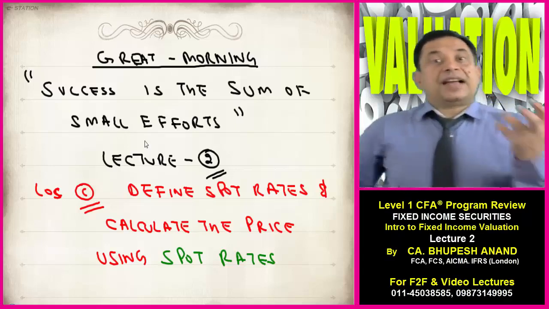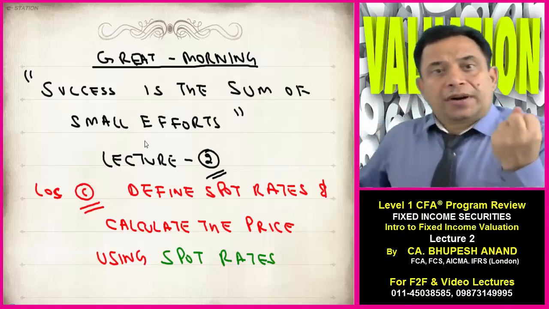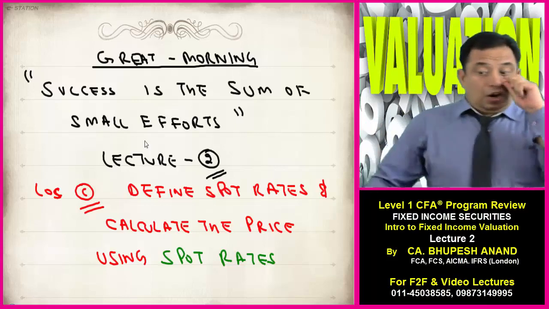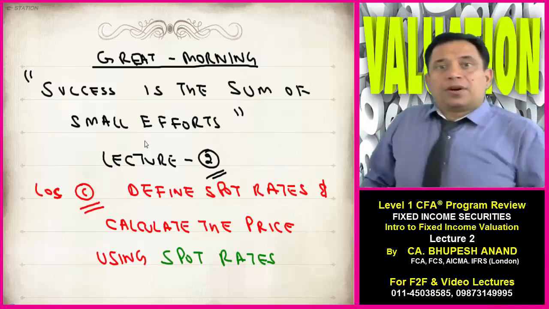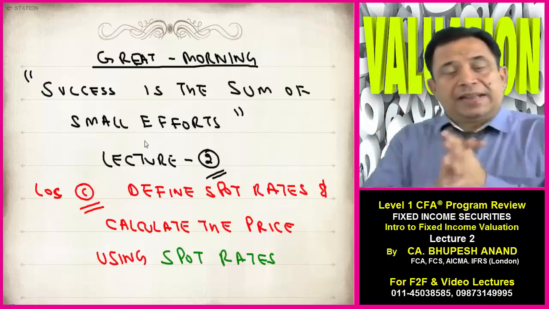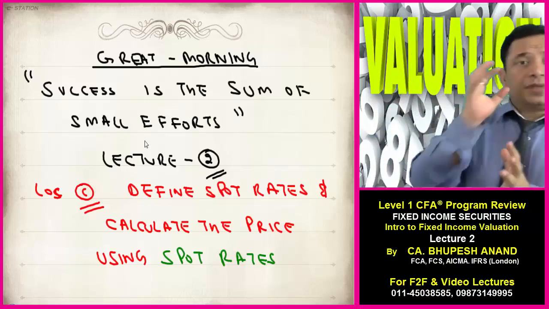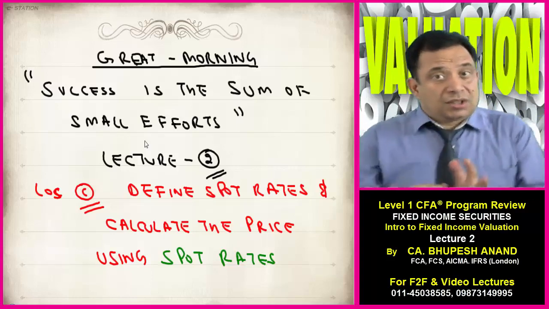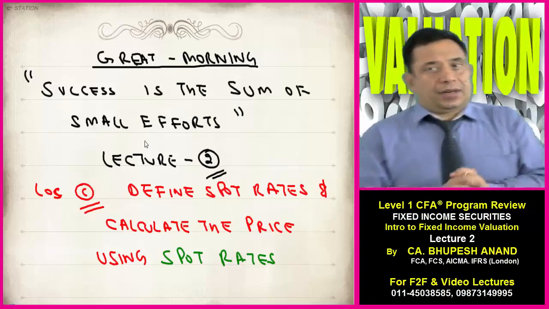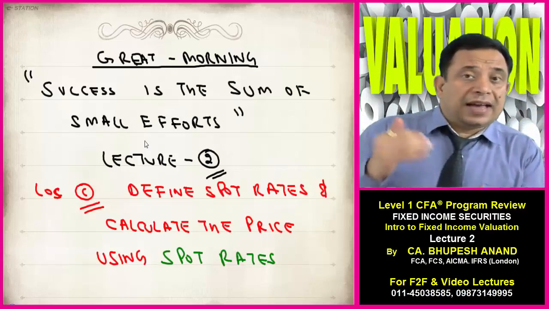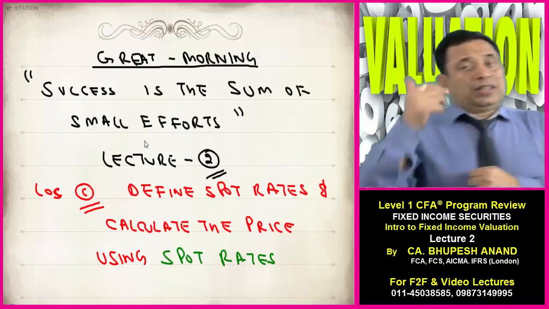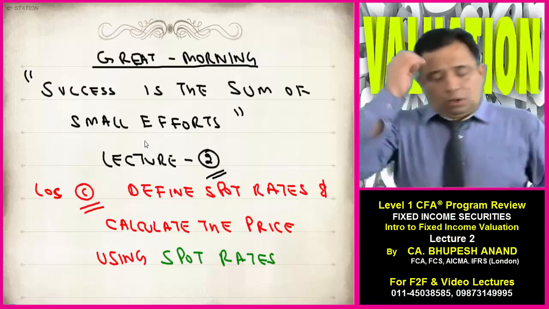That is, define spot rates. What is the meaning of spot rates, and how we will calculate the price of a bond using spot rates. This is the main objective that we want to learn from this lecture: what is the meaning of a spot rate, and how we can use it while calculating the price of a bond. So these are the two objectives.